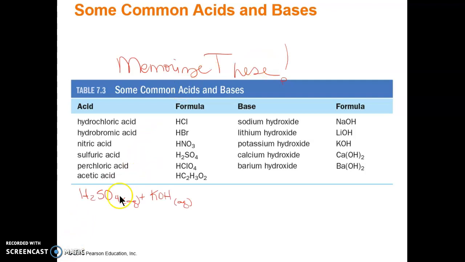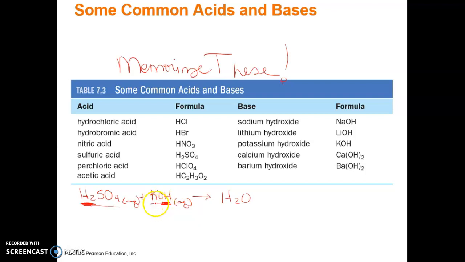Here is an example of an acid-base neutralization reaction. I have sulfuric acid and potassium hydroxide. Okay, I know that acid-base reactions always produce a water and a salt. So I'm just going to write that water first, H2O. And then I just like to underline the OH and the H just so that I can see that they're out of there. And don't worry about the fact that they don't balance right now. We're going to balance them at the end.